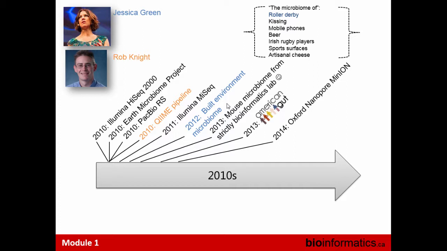We're very excited. And the other thing about this decade is that with the greater accessibility of sequencing at very low cost, you start to see interesting things like the microbiome of roller derby, and that's actually Jessica Green. The hissing microbiome got a lot of attention last year. Mobile phones, American Coolship Ale, Irish rugby players. Mike just pointed me to the sports surfaces microbiome, which was workout tables and stuff like that. Why did they do that? Okay, we'll have to ask Jack Gilbert later on. And artisanal cheese, which I would love to have been involved in.